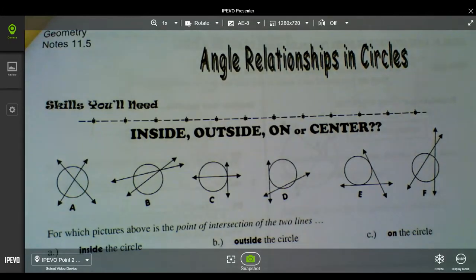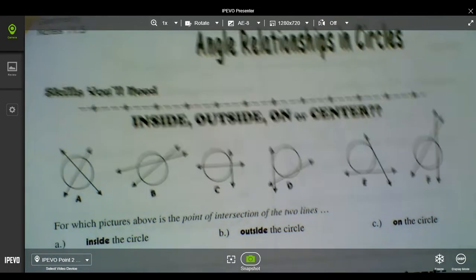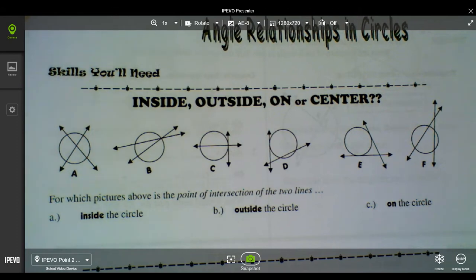Good morning, everybody. This is our last day of geometry notes. Woohoo! So you are going to have to do two sections. This is the first one, 11.5. These are all about the angle relationships in circles. Hopefully the first few are going to be pretty easy, okay?